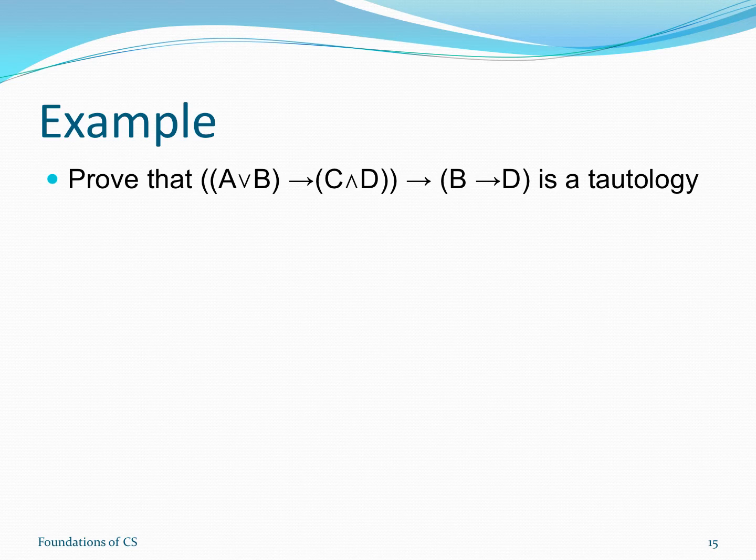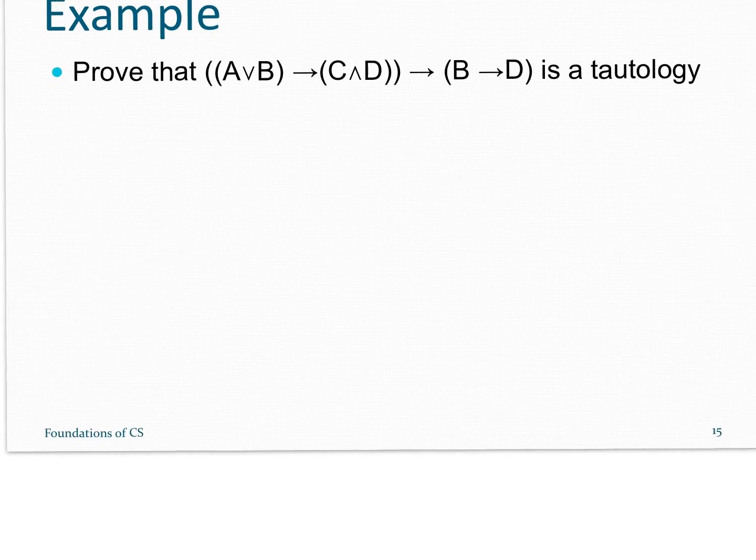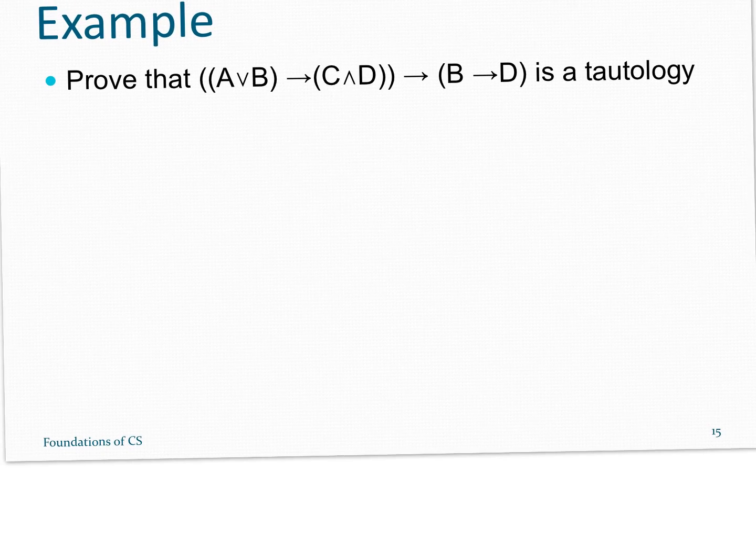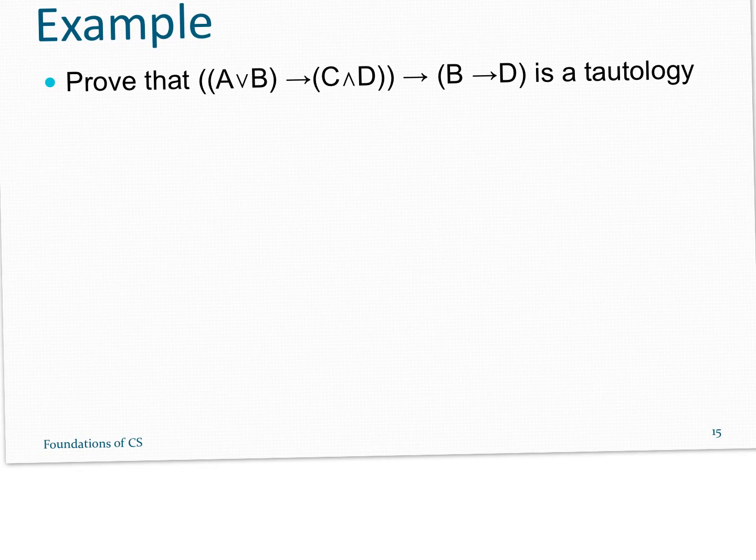Okay, one last example. I want to prove that this is a tautology. Again, sorry, making you seasick, I hope not. We've got this implication in here, so if we assume this and conclude that, we're in good shape. So let's start with our premise, this whole thing on the left, A or B implies C and D. All right, and that's our premise, and we're trying to get to this B implies D.